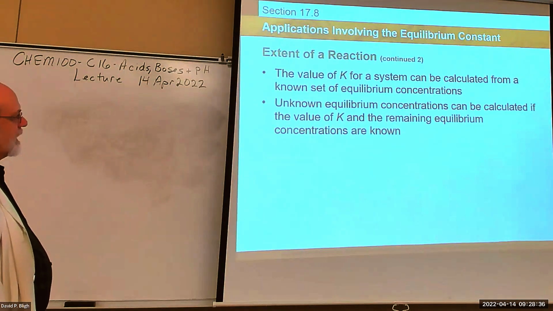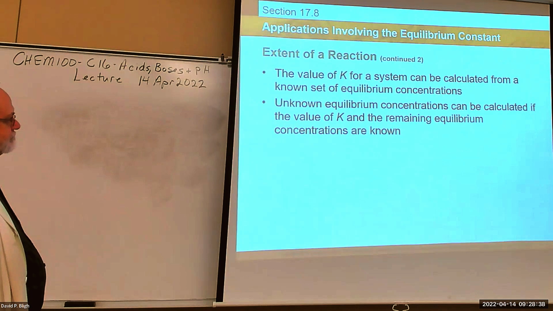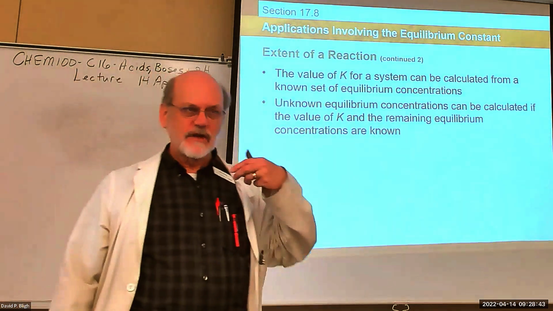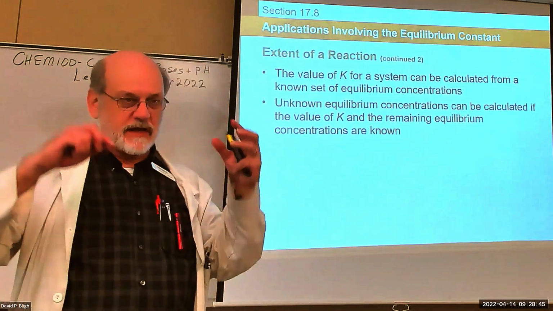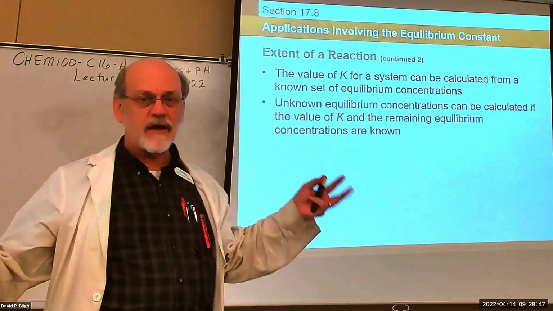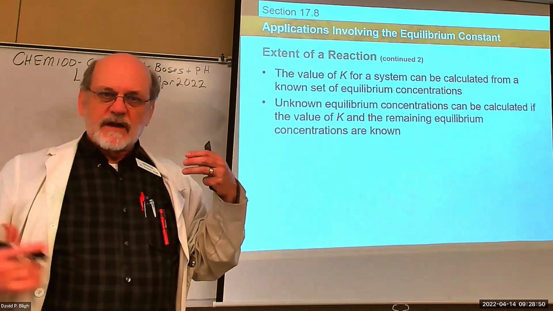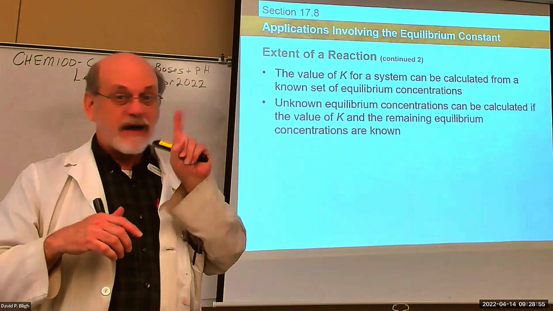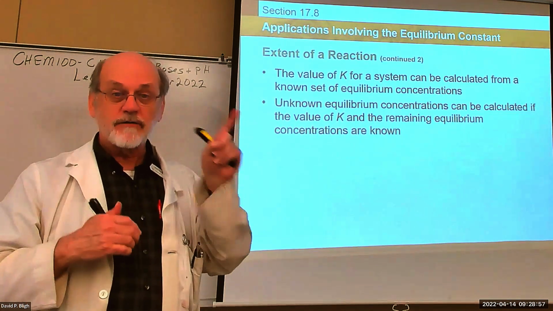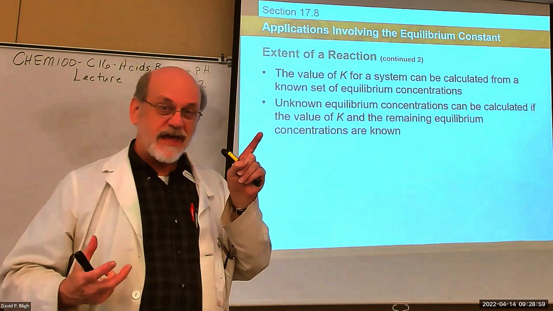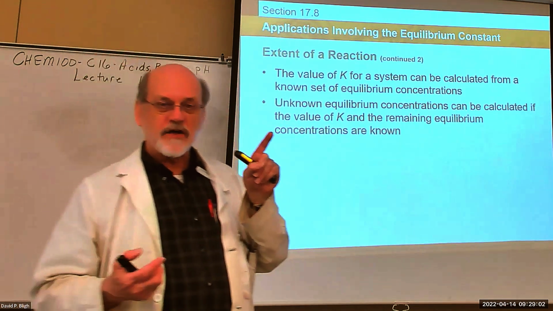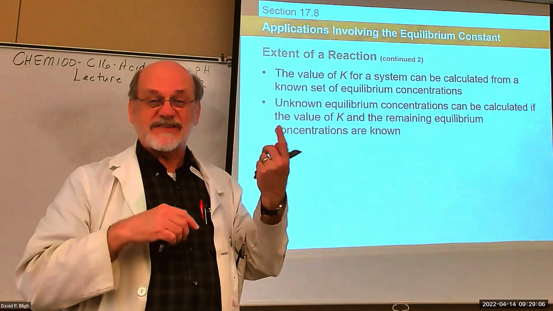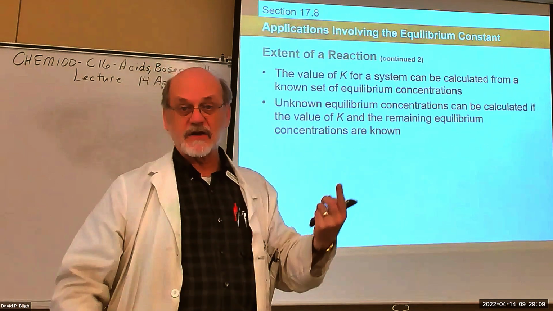Okay. Now, this law of mass action, that mathematical expression is just like any other equation. If you know all the values in that equation except for one of them, and it doesn't matter which one it is, you can solve for it. So if you already know the K, and you know the equilibrium concentrations of reactants and products with one missing, you can solve for that missing value.